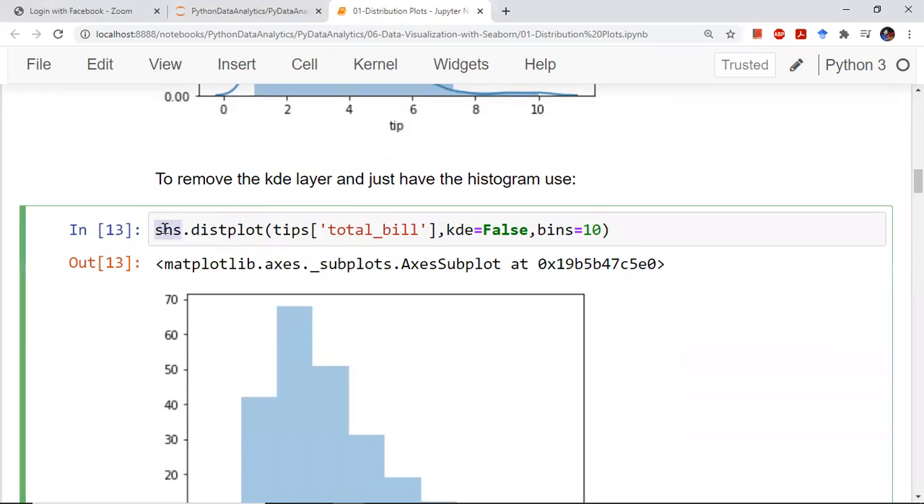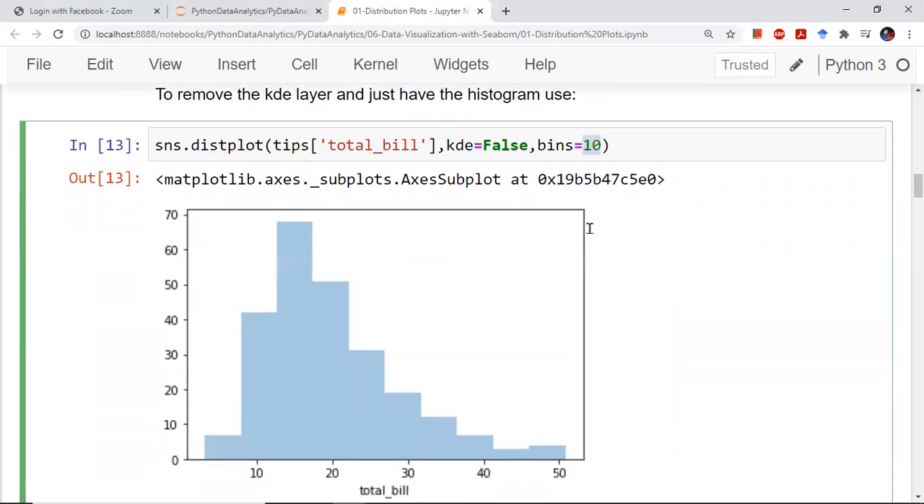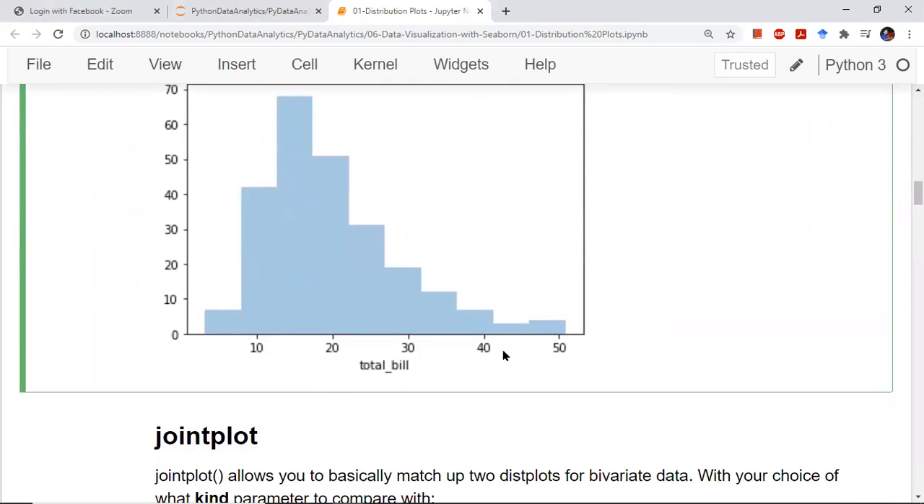So we can do that: sns.distplot of tips for total_bill. Now I want to plot total bill, and I don't want to see the KDE, that particular curve. So I will set kde equal to False, and the bin size is the same, 10. So I can get a graph like this. This way I can understand how my total bill is distributed.